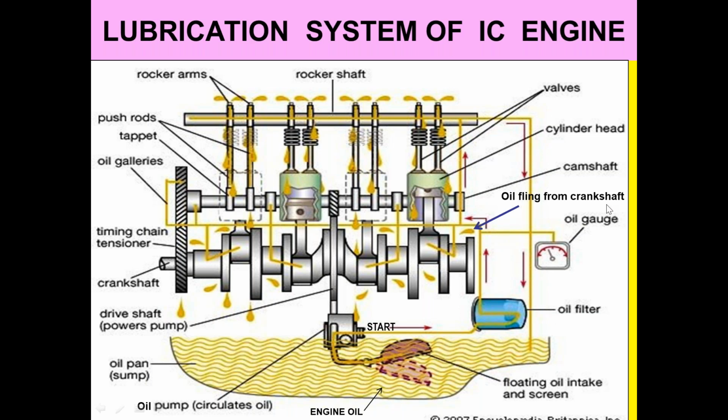And there is oil flinging from the crankshaft. Please understand oil flinging from the crankshaft. This crankshaft has these webs, and they strike the oil and fling it here under the piston, and this lubricates the cylinder and piston walls. After throwing, the excess oil is scraped off by the oil ring, and the rest comes back here into the sump, and this is how it keeps on circulating at a particular temperature and pressure.